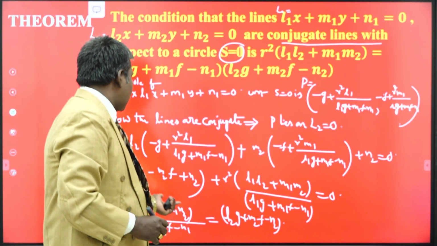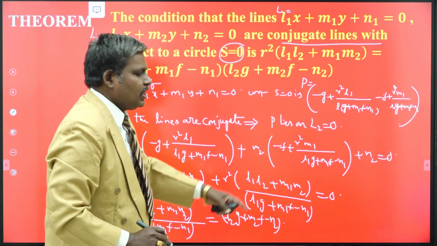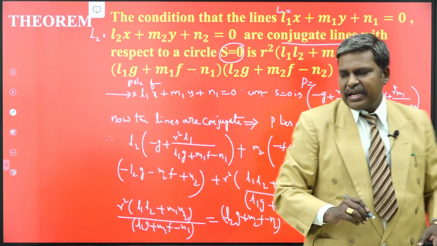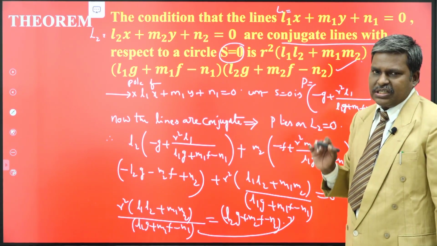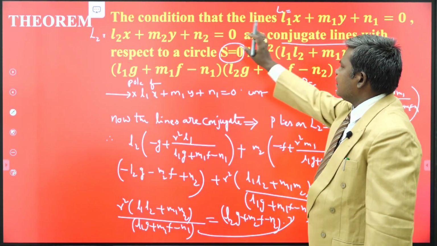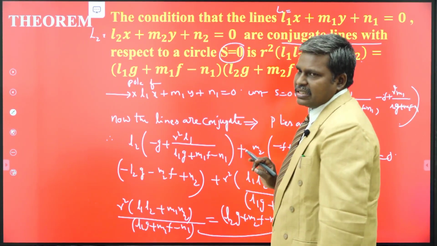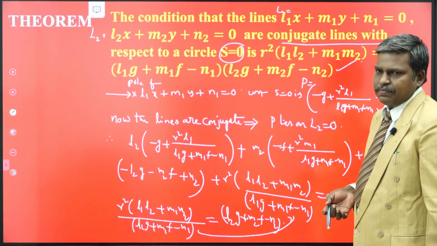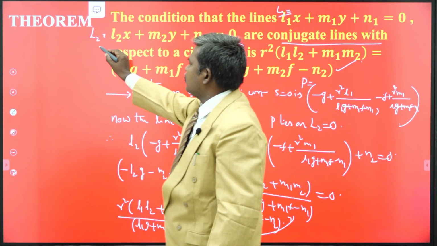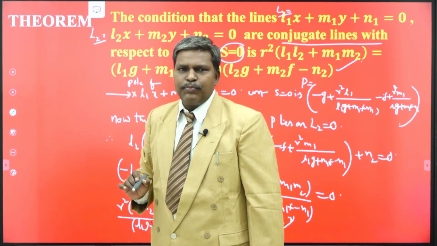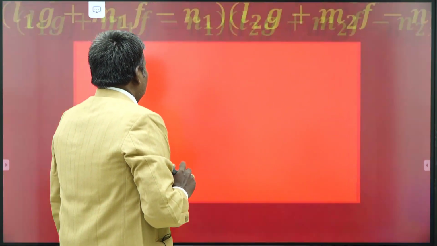What is the result? R² (L1 L2 + M1 M2) = (L1 G + M1 F − N1)(L2 G + M2 F − N2). Just take the term to the right side, we get this required result. Understand? So just by substituting the pole of one line into the other, we get the condition. Similarly, we can find the pole of L2 and substitute in L1 = 0, and we obtain the same condition. So two lines L1 = 0 and L2 = 0 are said to be conjugate lines if the pole of one line lies on the other. Understand?